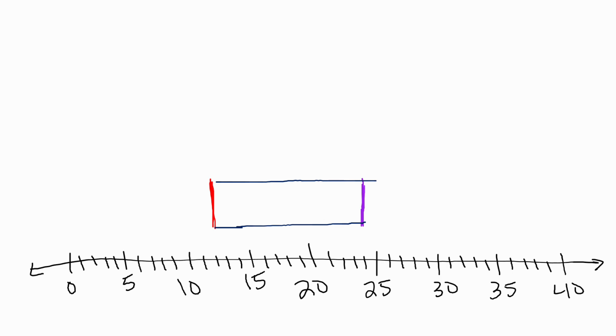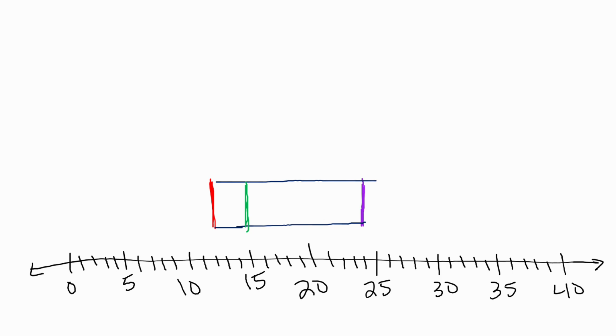Now we plot our median. Our median was 15. So that guy goes over there. Look, our median is not in the middle of our box. That is okay. When we start talking about analyzing our box plots and seeing what they mean, we'll see why our median line is not in the middle of that box.